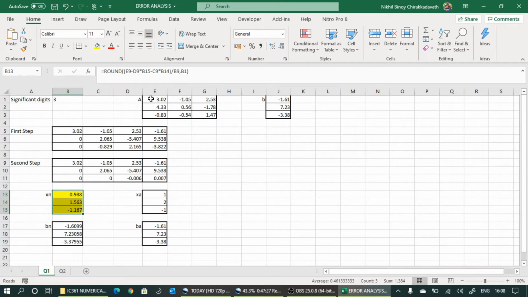Check these 3 values. Here I am changing 3.02 to 3. What is happening? What about xn? x1 is changed from 0.988 to 1.092. And what about the next one? 1.563 is changed into 5.256. And what about the last one, x3? Minus 1.167 is changed into 0.25.